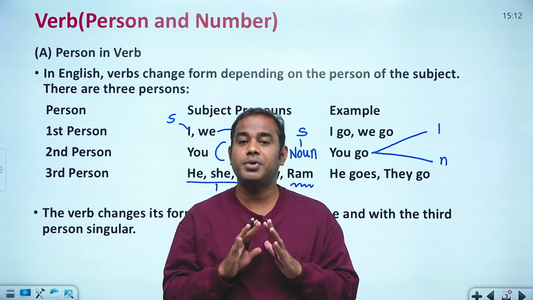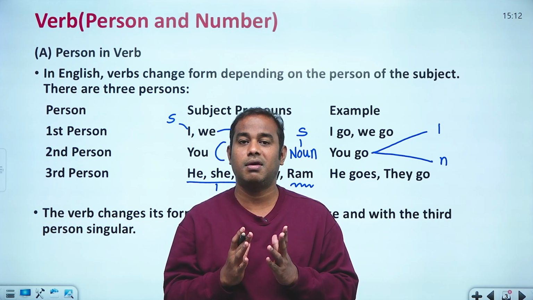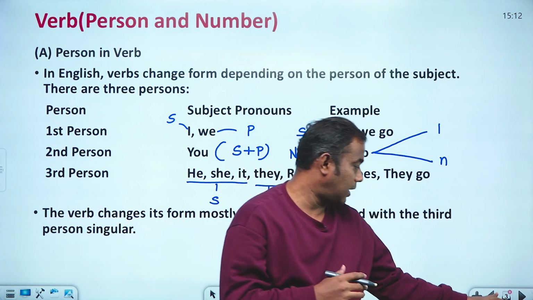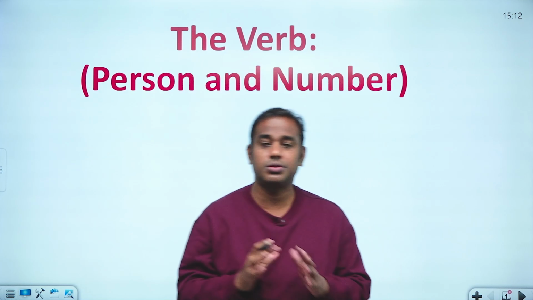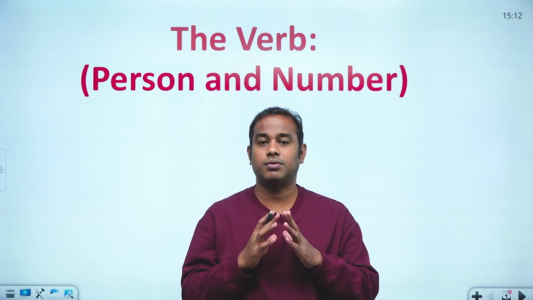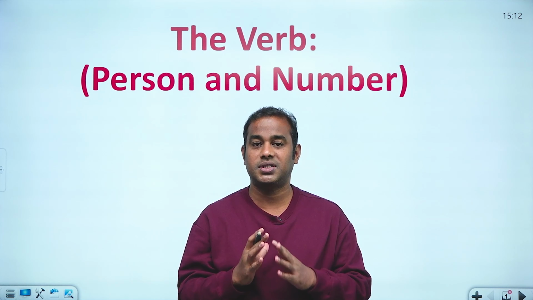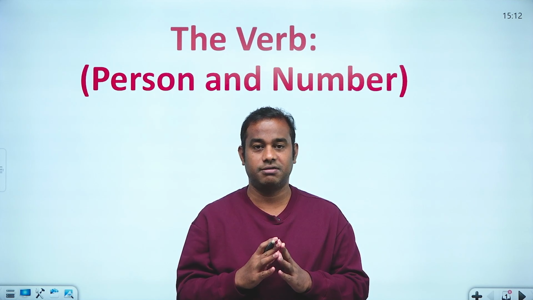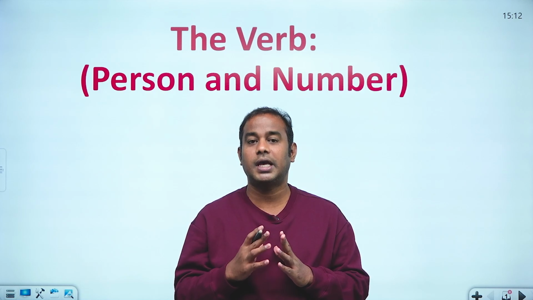Okay, I hope you understood what is the meaning of this extension to the concept of a verb. The extension to the concept of a verb is, when you are using the verb for a person and when you use it for a number, the verb conjugation generally differs. So this is the second part of the verb.